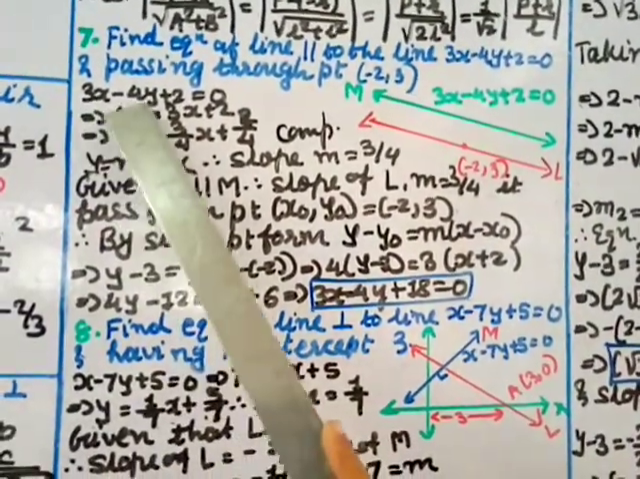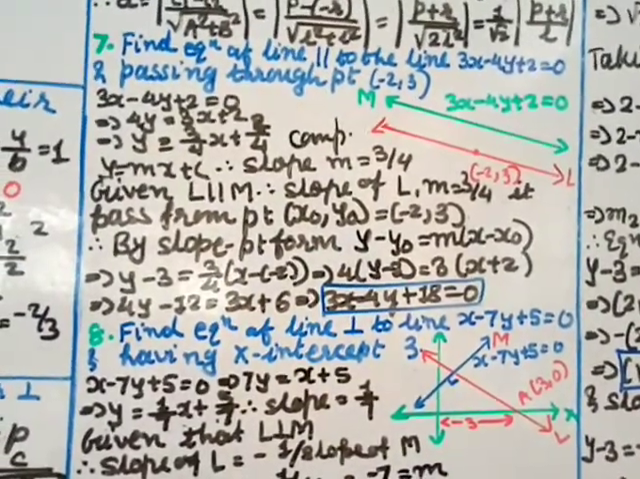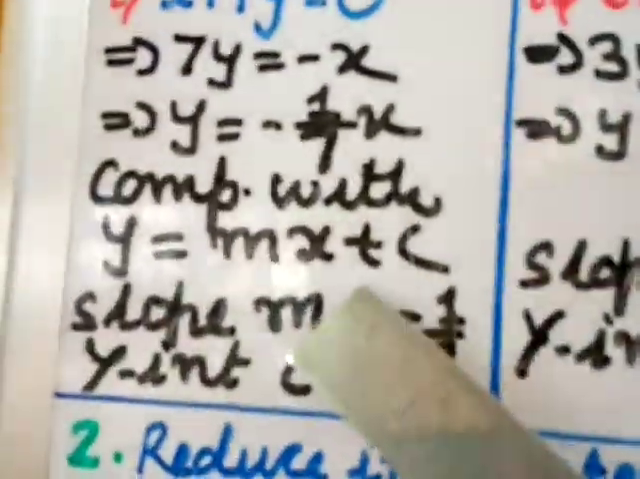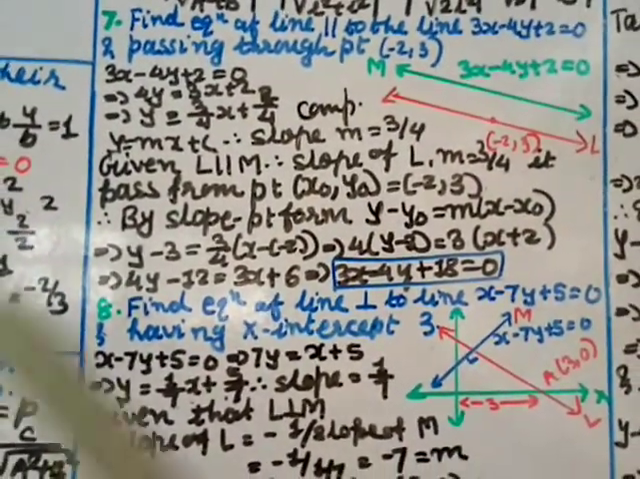3x minus 4y plus 2 equal to 0. How to find the slope? Convert this into slope intercept form, that is y is equal to mx plus c. So I will convert into y is equal to mx plus c, and m will give you the slope of the line.